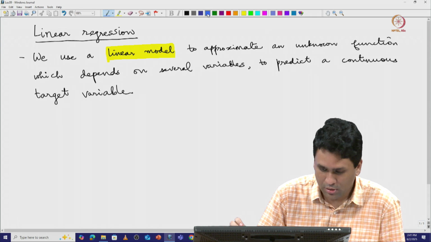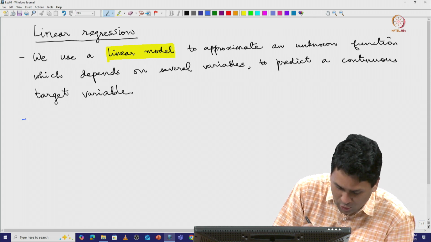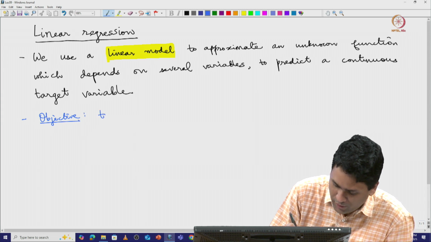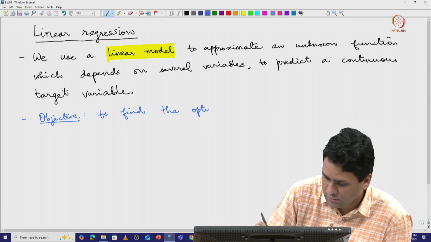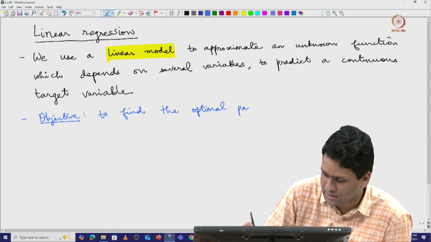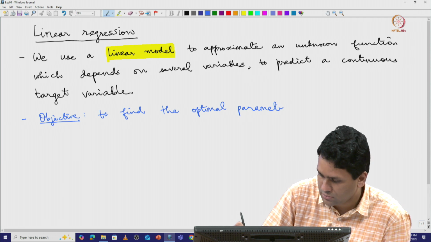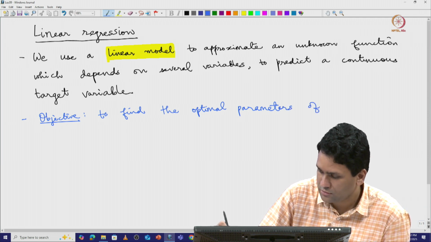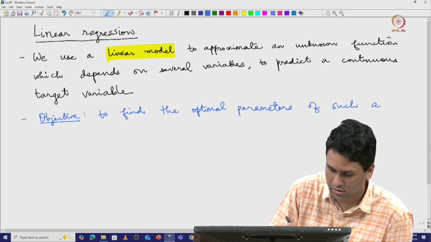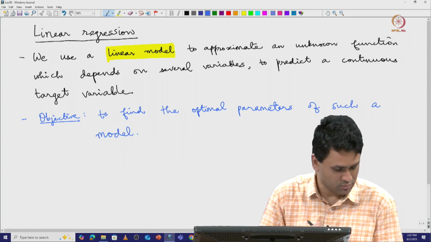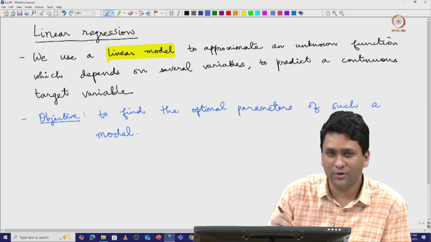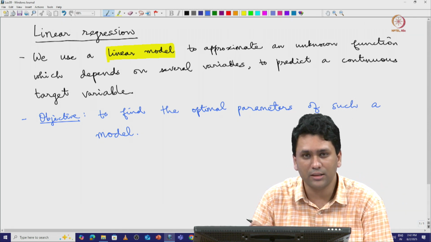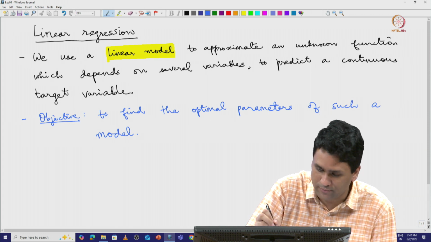Okay. So what we are interested in, our objective is to find the optimal parameters of such a model, right. So that is our objective, and to do that first we have to mathematically write down this linear regression model. So how do we write it?